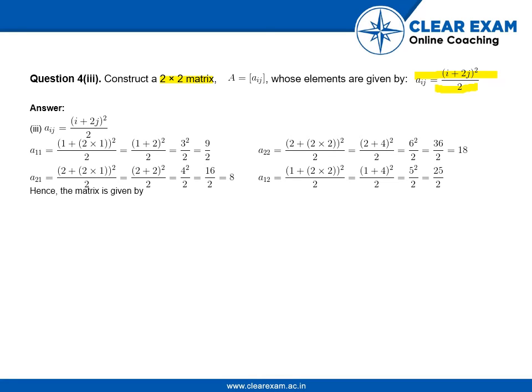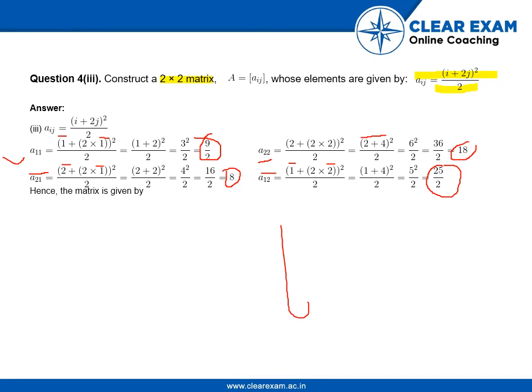Okay. So we have A11 as I is equal to 1 and j is equal to 1. So (1 plus 2) raised to the power 2 upon 2. That makes it 9 by 2. Similarly, for A22, I is equal to 2 and j is equal to 2. Putting the values in the formula, we get our answer as 18. For A21, I is equal to 2 and j is equal to 1. Solving the expression, we get our final answer as 8. And for A12, we have I is equal to 1 and j is equal to 2. So finally, we have A12 as 25 by 2.